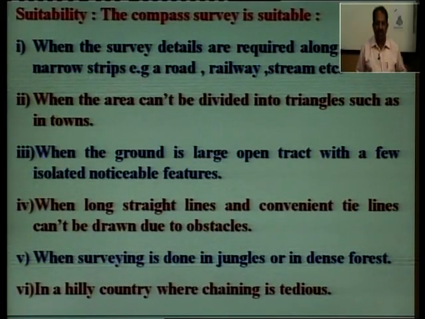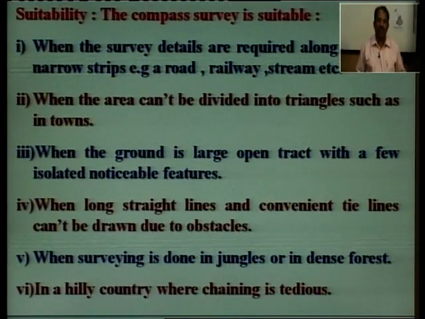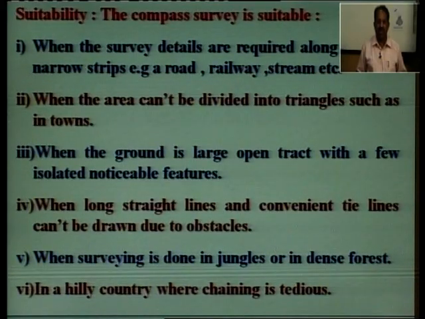Number 3 is when the ground is a large open tract, that is, the area is very large with a few isolated noticeable features, that is, points to be plotted are very few and the area is very large, then we can perform compass survey. Number 4 is when long straight lines and convenient tie lines cannot be drawn due to obstacles. That is, when obstacles are there in the field or area to be surveyed and we cannot draw long straight lines or tie lines, then we can use compass survey.